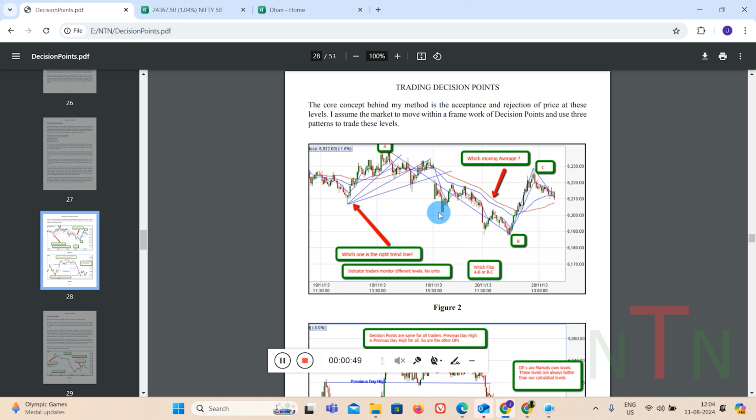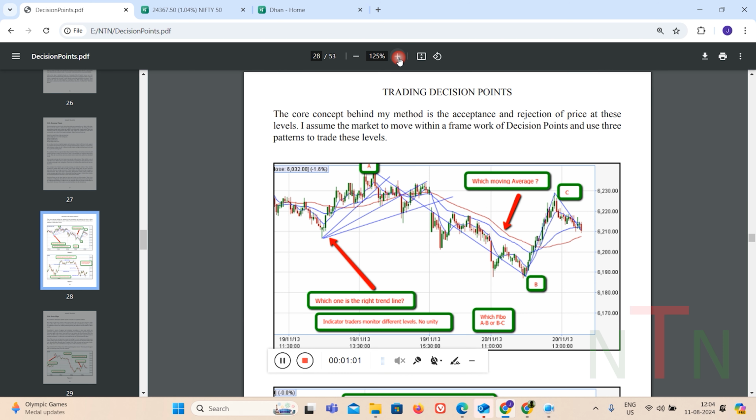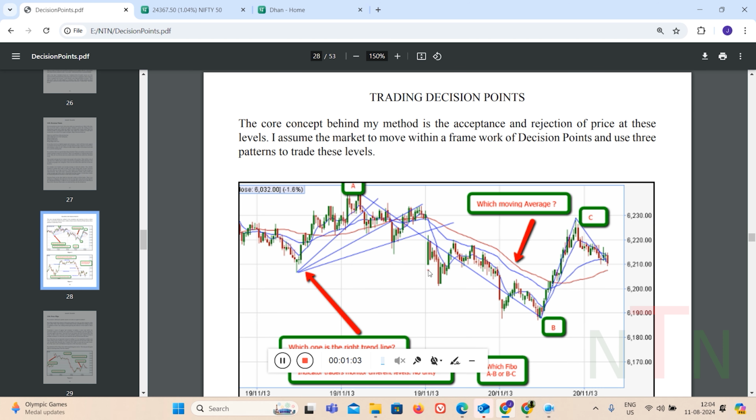So we are going to discuss this document. I'm going to make a video, and whatever I learned, I'm going to share it. In this document, if you can see, I'm just expanding it. They have shown three different strategies.